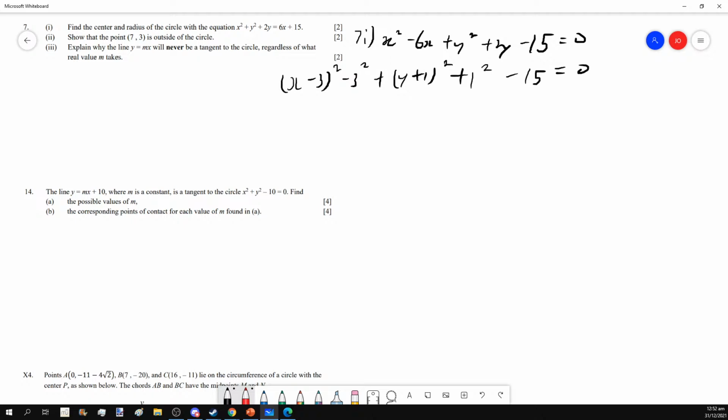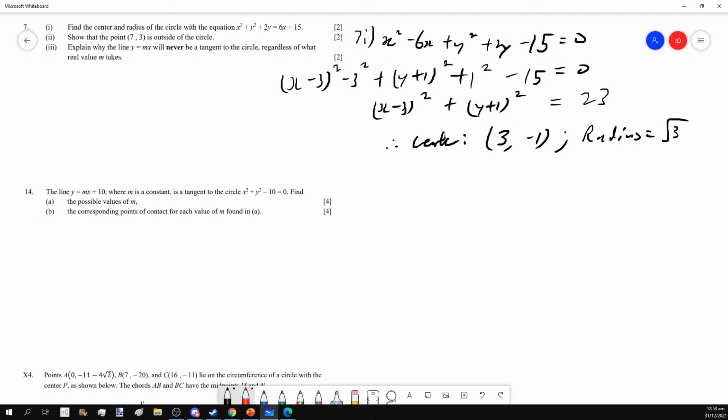And once we are here, if you look at the constant terms, it will come out to a total of negative 23. So let's move the 23 to the right hand side, and we will keep the algebra on the left. So (x minus 3) squared plus (y plus 1) squared equals 23. So from here, we conclude that the center is definitely (3, negative 1), and the radius will simply be the square root of 23. And we are done.